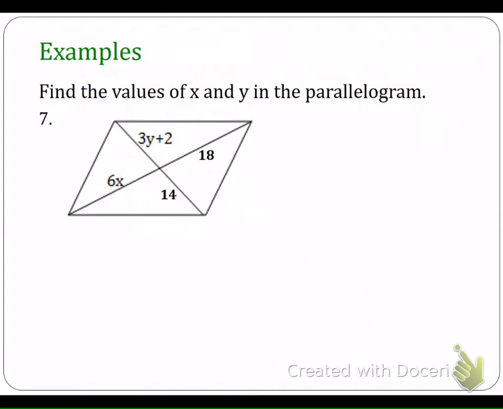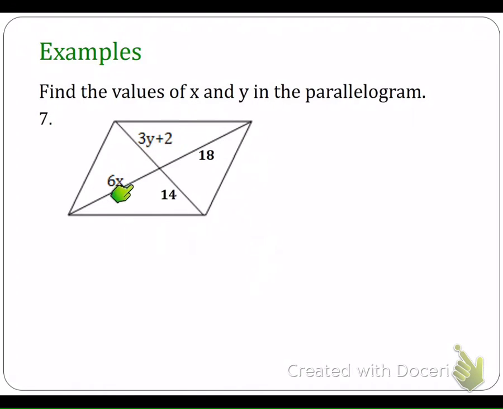All right, here's number 7. Look back at your box. What do you think this might be? Yes. The diagonals bisect each other. So how am I going to find either variable? How would you find the x? 6x equals 18. Yes, make sure you're staying in the same diagonal.